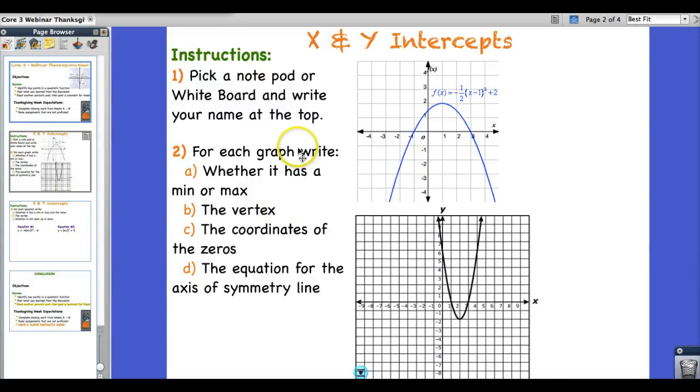Okay, so you guys did that. You passed number one. Yay. So number two, for each graph, write whether it has a minimum or a maximum. So we have graph one on top and graph two on bottom. When you do number two, just say graph one has a minimum or graph one has a maximum. That's what you want to do for A. Then for B, you just want to write the vertex. What are the coordinates of the vertex? For C, write the coordinates of the zeros. And for D, write the equation for the axis of symmetry line.